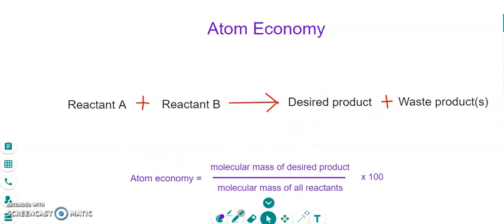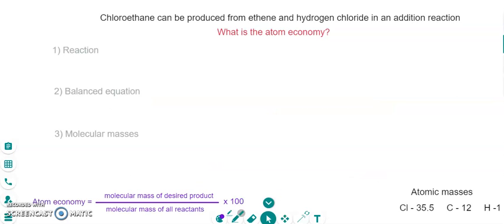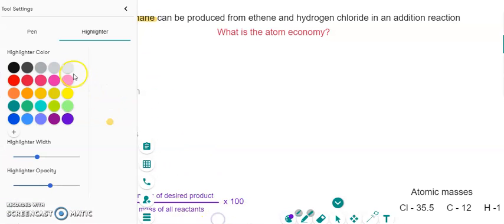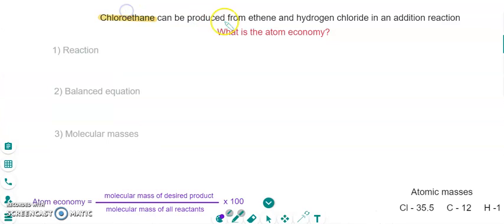Let's work through an example together. Chloroethane can be produced from ethene and hydrogen chloride in an addition reaction. What is the atom economy? Can you tell me what you think the desired products and reactants are for this reaction? Chloroethane is the desired product, and ethene and hydrogen chloride are the reactants.